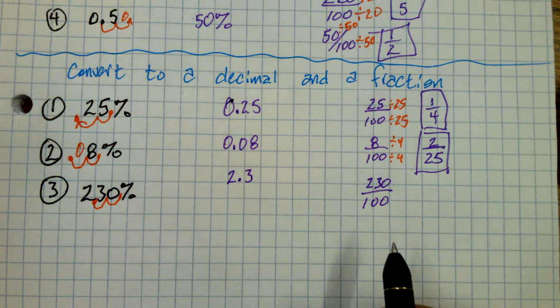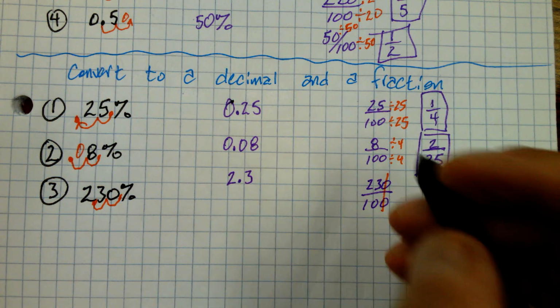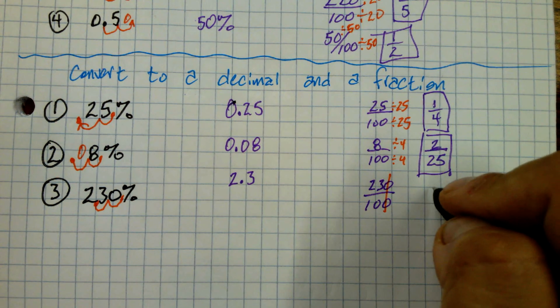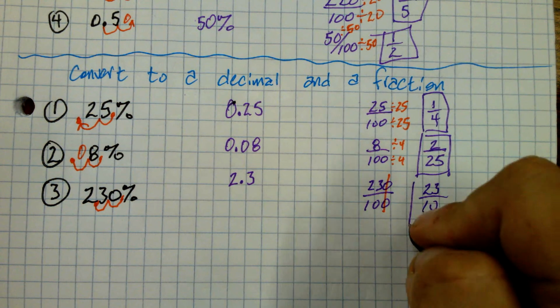And we could divide them by 10. Yes, that would cancel out these zeros, right? You all remember that trick? It only works when you divide by tens. 23 tenths. Let's just leave it that way.